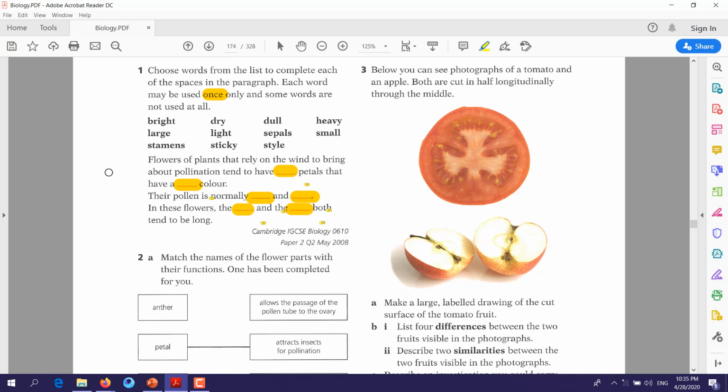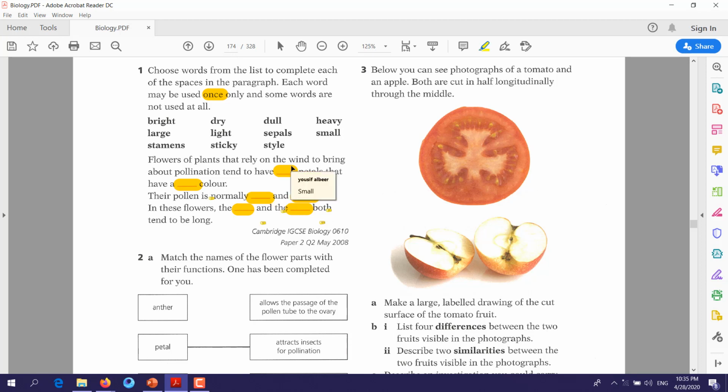The paragraph says, flowers of plants that rely on the wind to bring about pollination tend to have petals. Okay, the flowers that depend on wind for pollination, so how will the petals be? The petals will be small. Because we said the function of petals is to attract the insect. Here, because this flower depends on wind, it will not depend on insects, so no need for petals to be large.